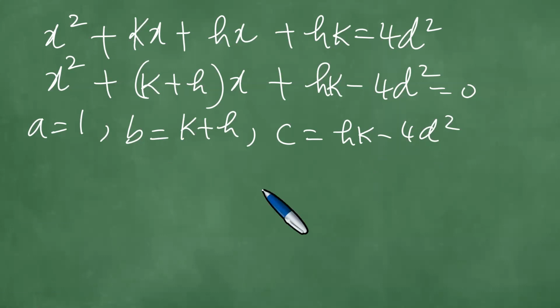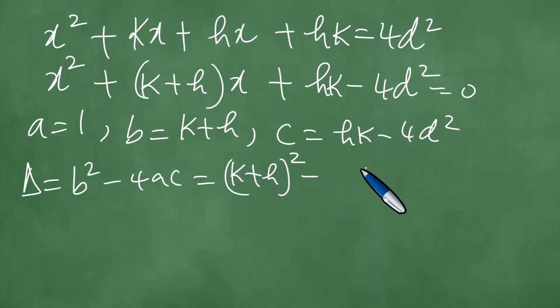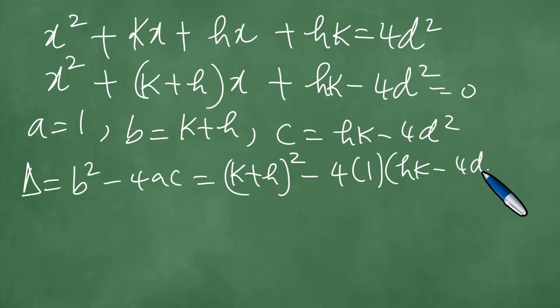HK minus 4D squared. Thank you so much. Which means we just now proceed to find delta, which is b squared minus 4ac. B is the K plus H. Square this, minus 4a is 1. C is hk minus 4d squared.